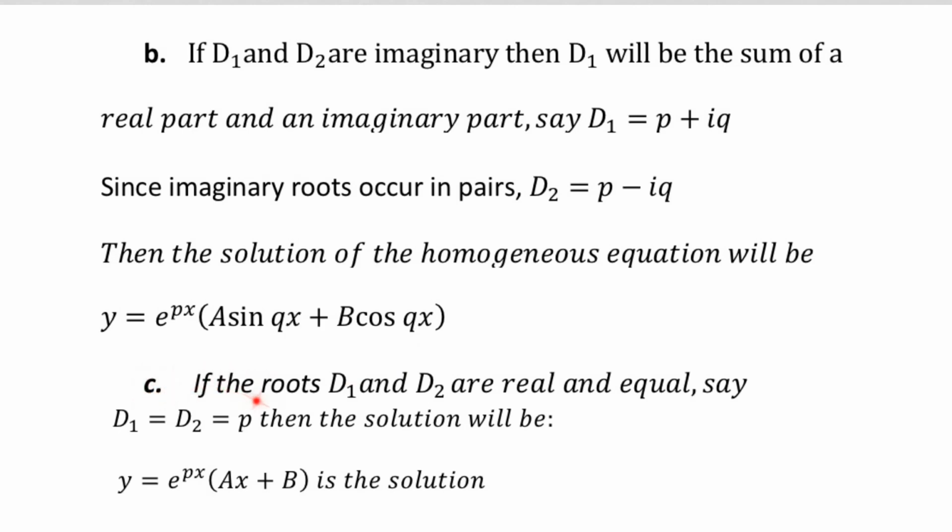C. If the roots D1 and D2 are real and equal, say D1 is equal to D2 is equal to p, then the solution will be as shown here: y is equal to e to the power px into (ax plus b). This is the solution when D1 is equal to D2 and each is equal to p.